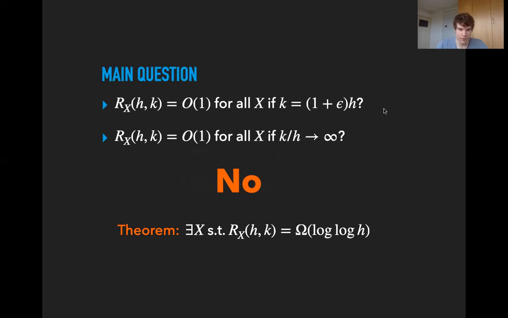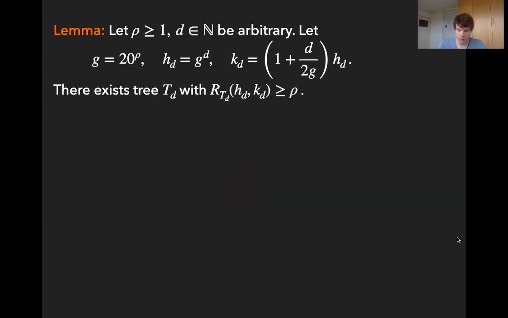More precisely, we show that there exists a metric space X such that the competitive ratio of the hk-server problem on this metric space is at least of order log h. This is true for any k. k can be arbitrarily large. So in particular, it is not a constant. And let's see how one can prove this.